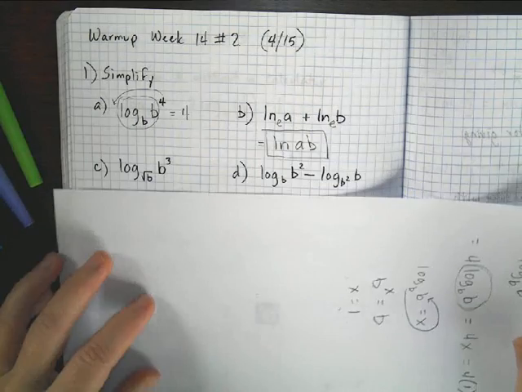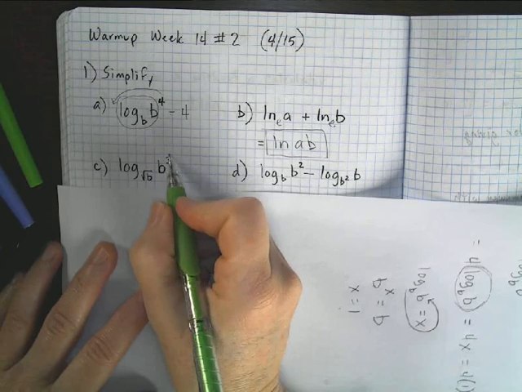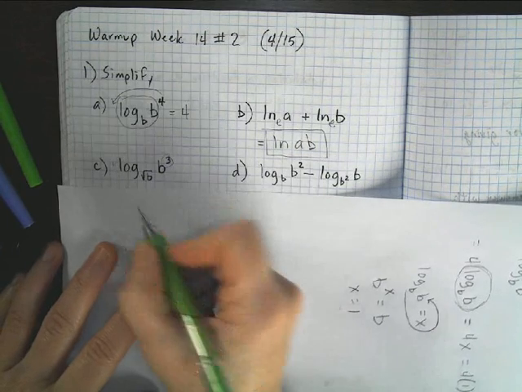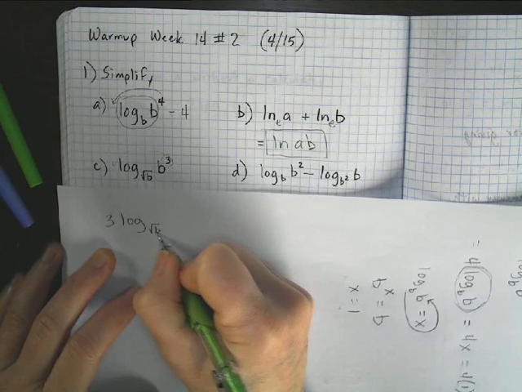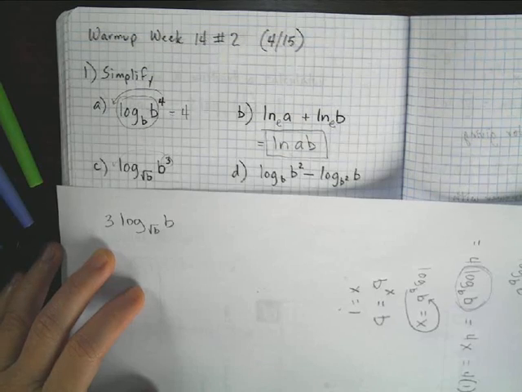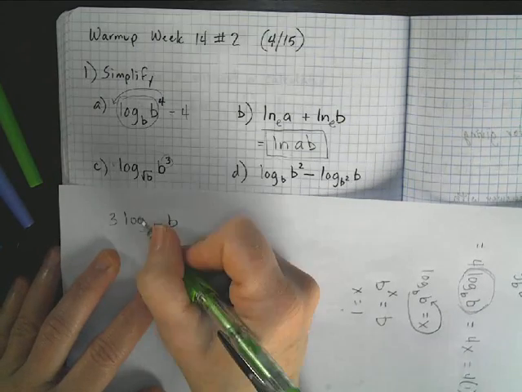Okay. So next one, looks like we're going to pull the same trick. I got this 3 here. I can bring it down front. 3 log square root of b times b. Give that a try. Okay, so just like I did on the first one, I'm wondering, can I simplify this?